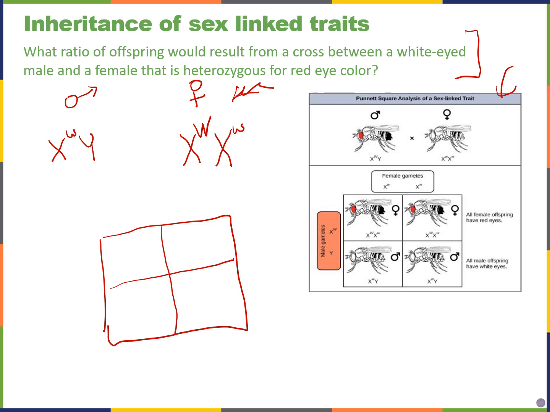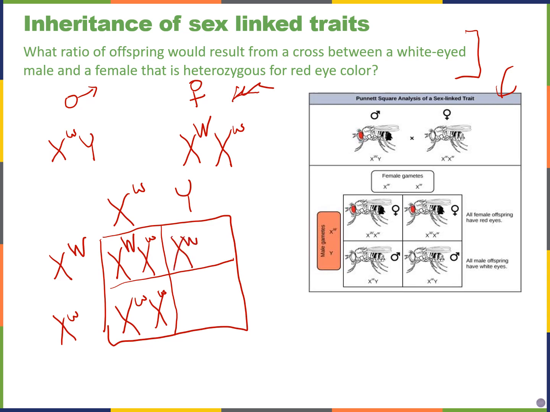I'll put mom's gametes on the left. That's X big W, X small w. Dad's on the top. And if I put them together, I have a big W, small w, small w, small w, and then big W, Y, small w, Y.